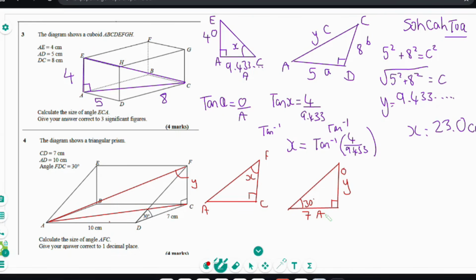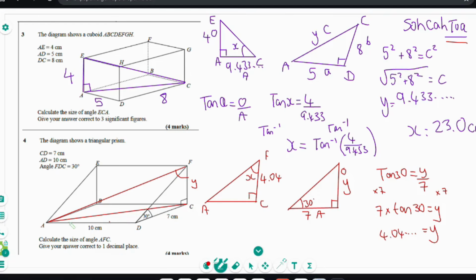Opposite, adjacent, tan. Tan theta equals O over A, times both sides by 7. Seven times tan 30, 4.04. So FC is 4.04.